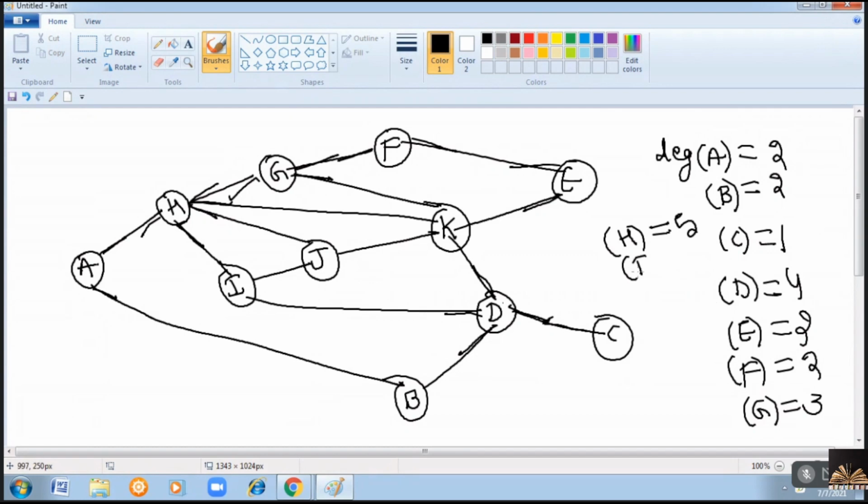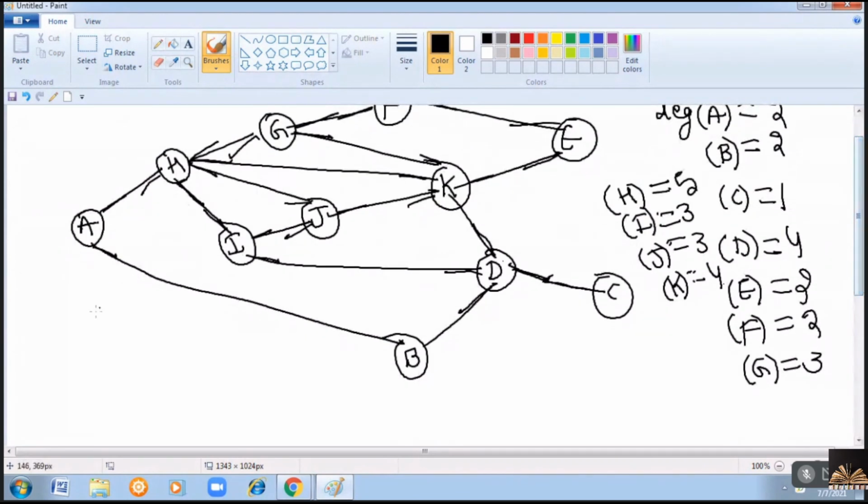I: 1, 2, 3. J: 1, 2, 3. K is 1, 2, 3, 4. Right? Now your first step is to find out the degrees of all the vertices.